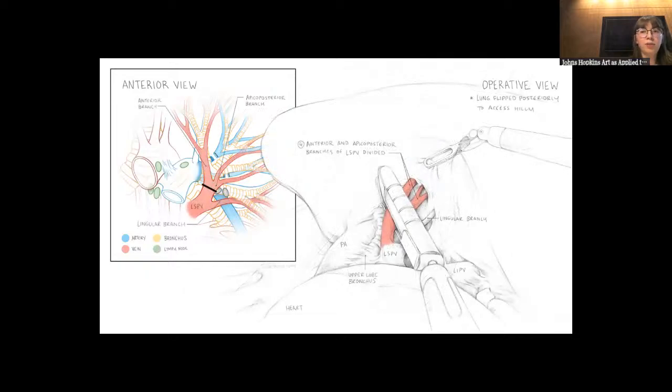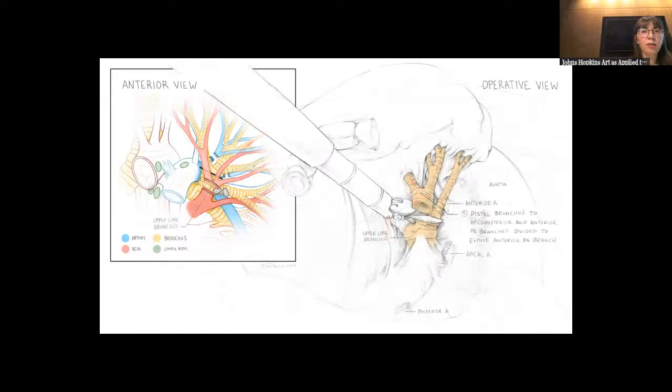The lung was then retracted posteriorly to access the anterior hilum, the heart now visible at the bottom of the screen. Branches of the left superior pulmonary vein to the anterior and apical posterior segments were divided and stapled, again leaving the lingular branch intact. The lung was retracted back anteriorly and the left upper lobe bronchus was divided.